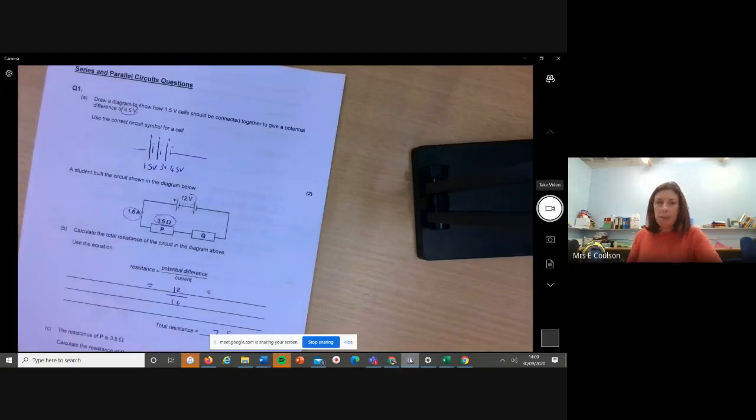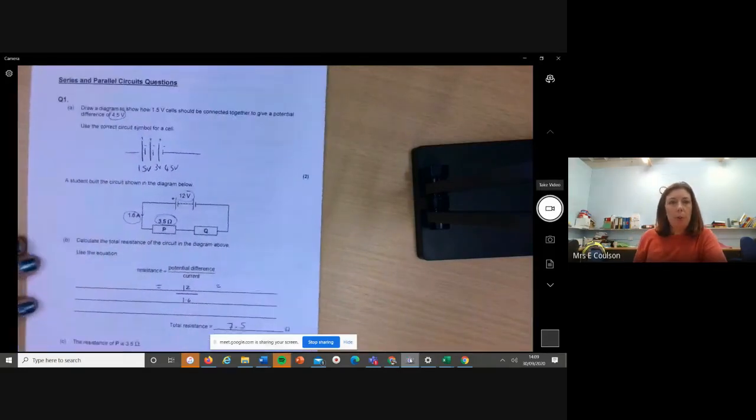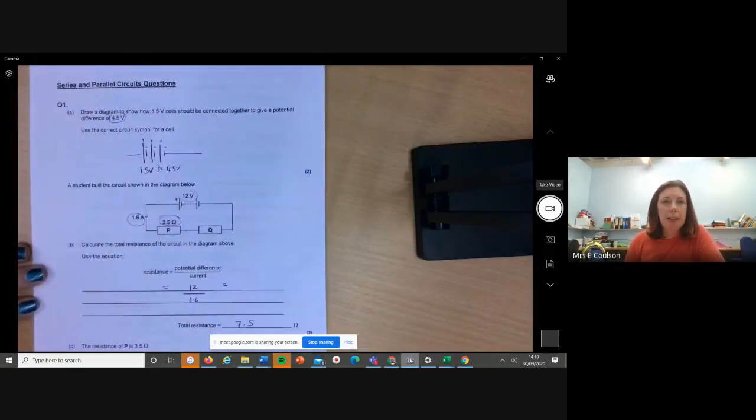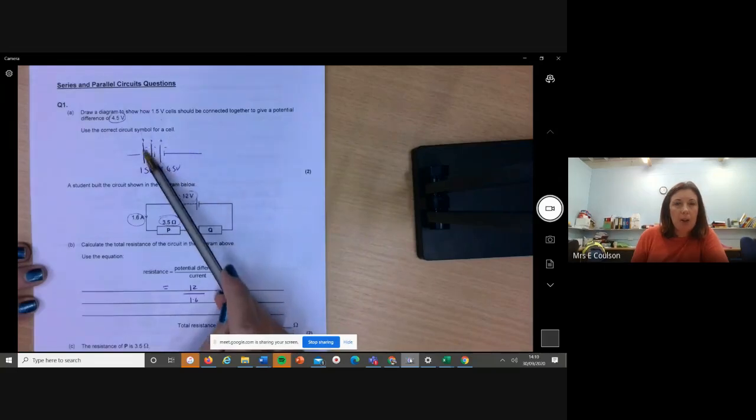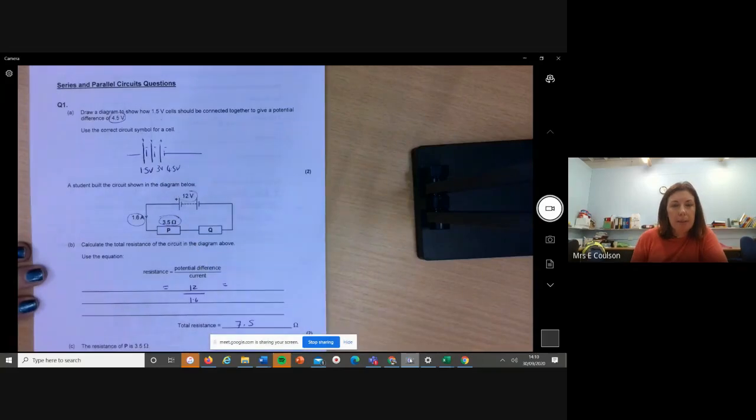So first question, 14.1: draw a diagram to show how the 1.5 volt cells should be connected together to give a potential difference of 4.5 volts. Use the correct circuit symbol for the cell. The circuit symbol for a cell is a long line and a short line, okay? Each one is 1.5 volts. If you want 4.5, you need 3 cells, all joined together like this.